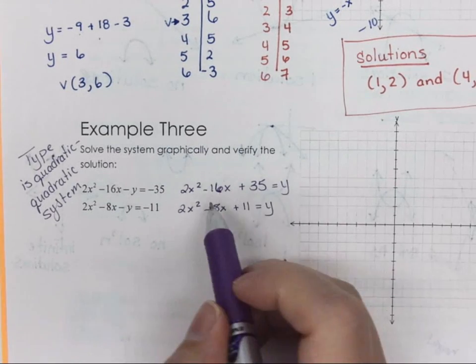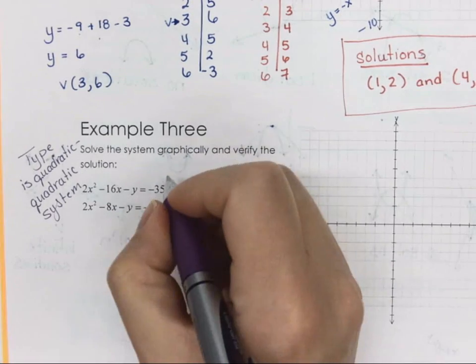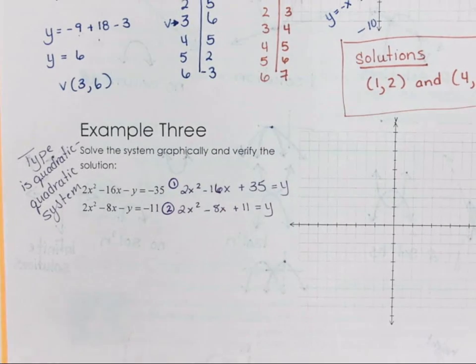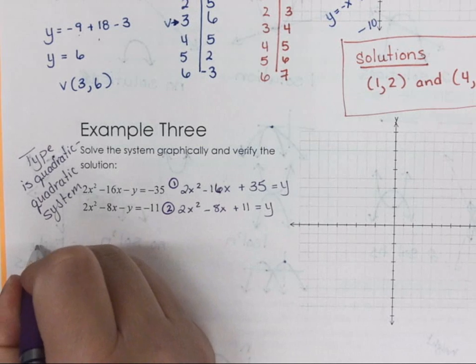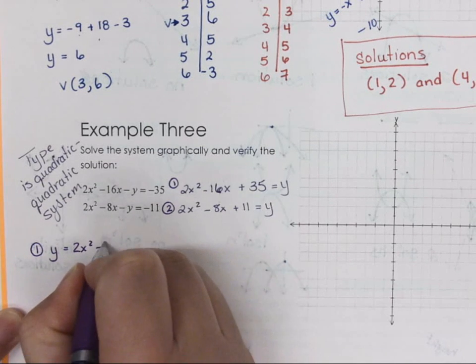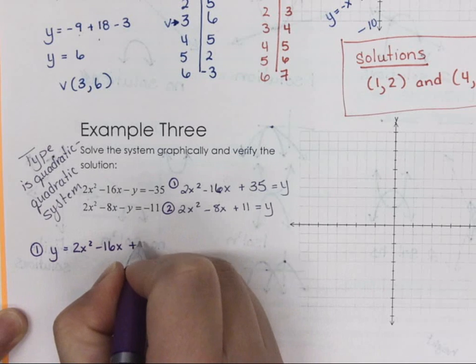Okay, so the first thing I'm going to do here is call this quadratic 1, quadratic 2, just because they're both quadratics, like the other one was a linear. So I'm going to work in quadratic 1 for a second. So y equals 2x squared minus 16x plus 35.